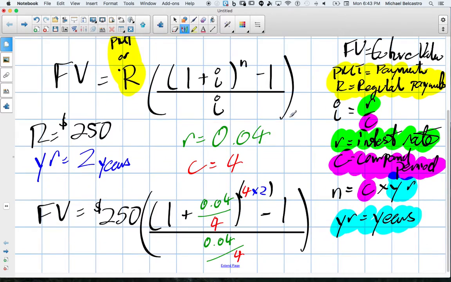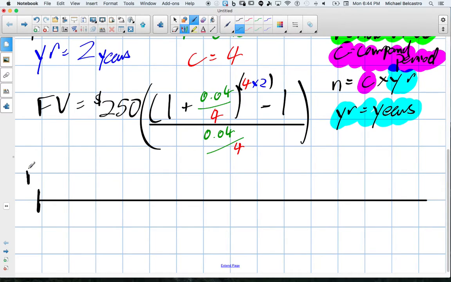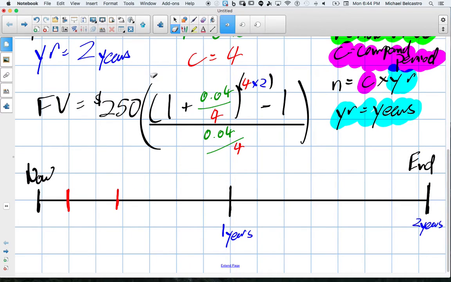Okay, so if we're looking at a timeline here, I'm going to try to set up our timeline of 2 years. Let's say this is now, and this is the end, which is in 2 years from now. And the periods that she has, we know that the middle is 1 year from now, and she's doing it 4 times a year, correct? So 1, 2, that doesn't make sense. Why doesn't that make sense when we do it?